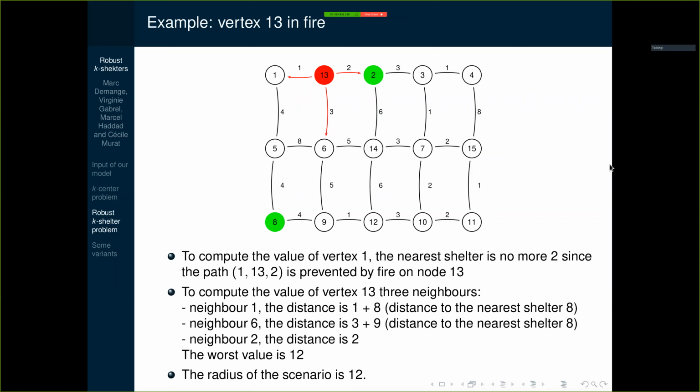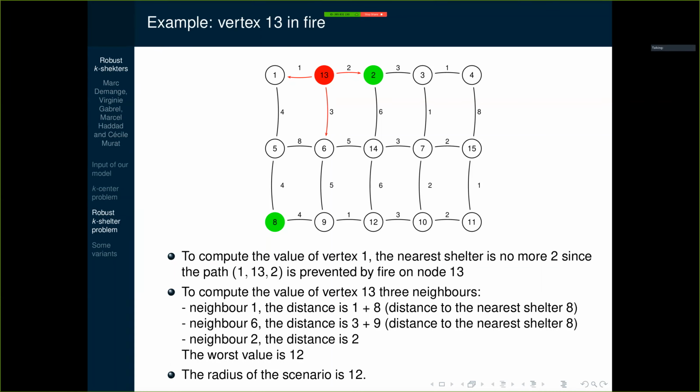In the given example, if we have a solution with shelters on vertices 2 and 8, and if we have a fire in vertex 13. If you want to compute the value for the vertex 1, the nearest shelter is no more the shelter 2, since we can go to the fire in 13, and we have to change. The nearest shelter becomes the shelter 8. So the value for vertex 1 is 4 plus 4, which is 8.